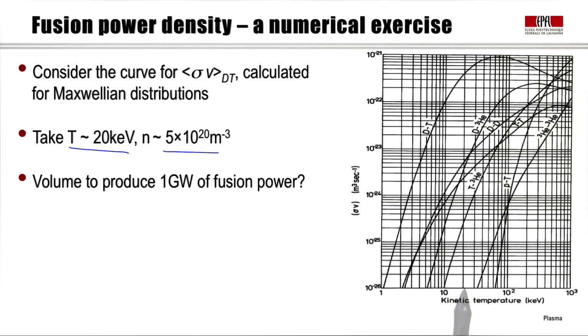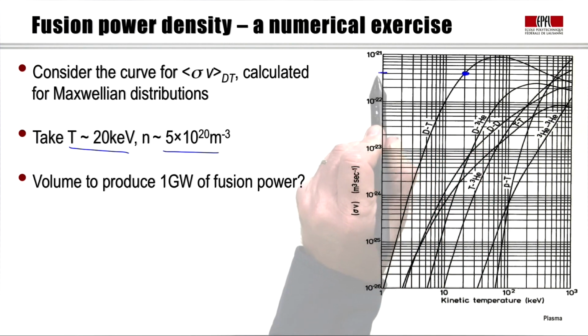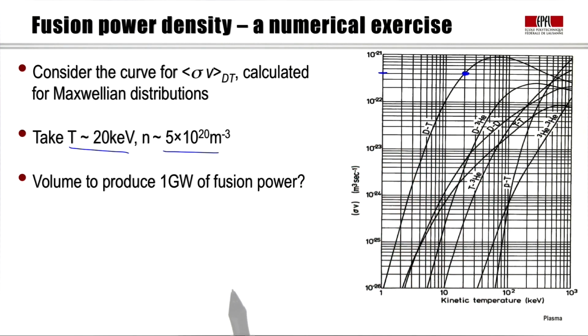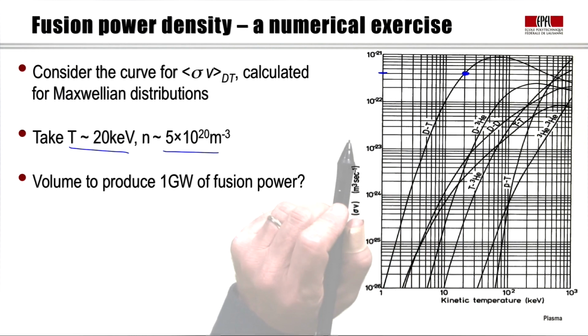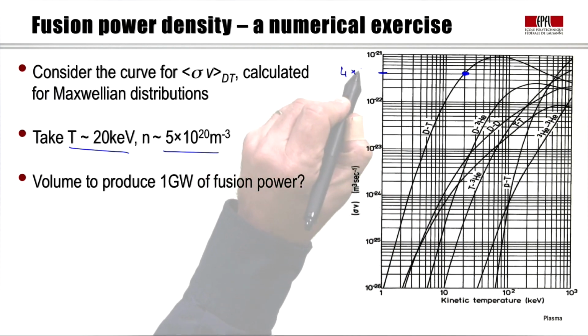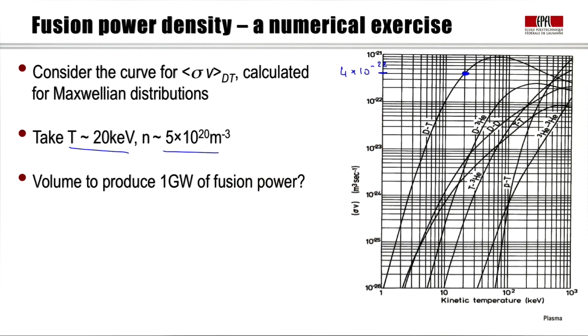It's this line, and we consider the value that corresponds to that temperature for sigma V. That value is about 4 times 10 to the minus 22 in terms of meters to the third power per second. So the question we want to address in this simple numerical exercise is how much of a plasma, in other words, how big a volume do we need to produce 1 gigawatt of fusion power?